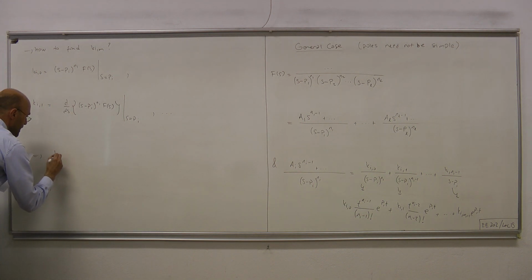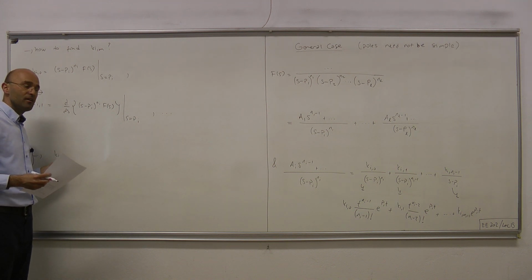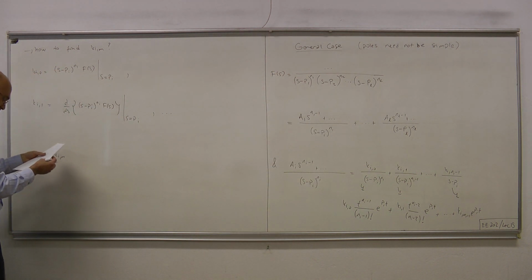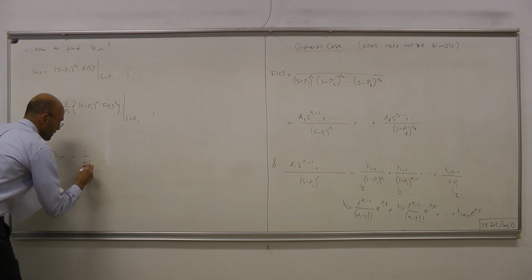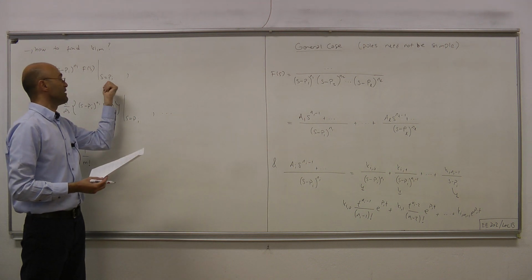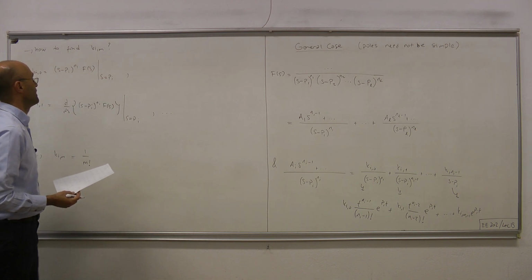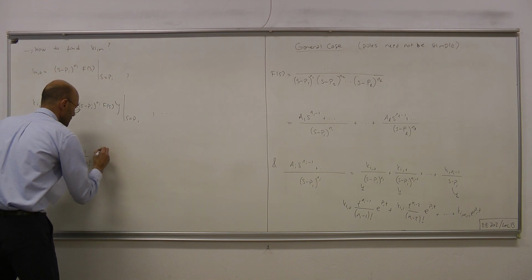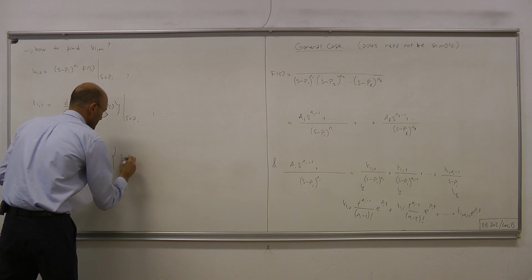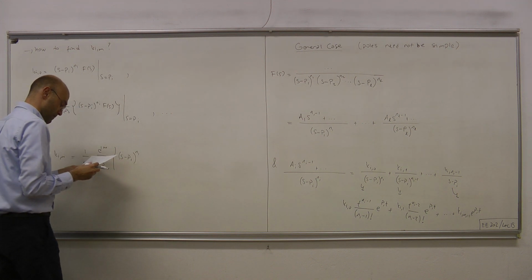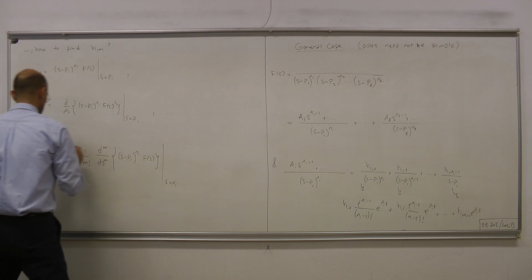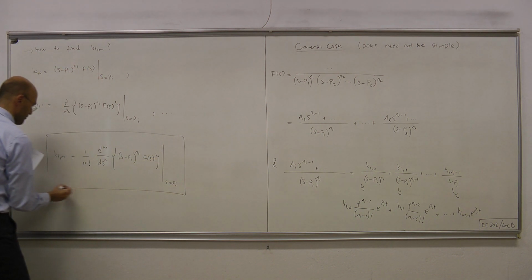So in other words, Kim, the mth residue corresponding to the ith pole is 1 over m factorial, and then you differentiate this product m many times and evaluate that derivative at s equals pi. That is, d^m/ds^m of s minus pi to the ni times f of s, evaluated at s equals pi.